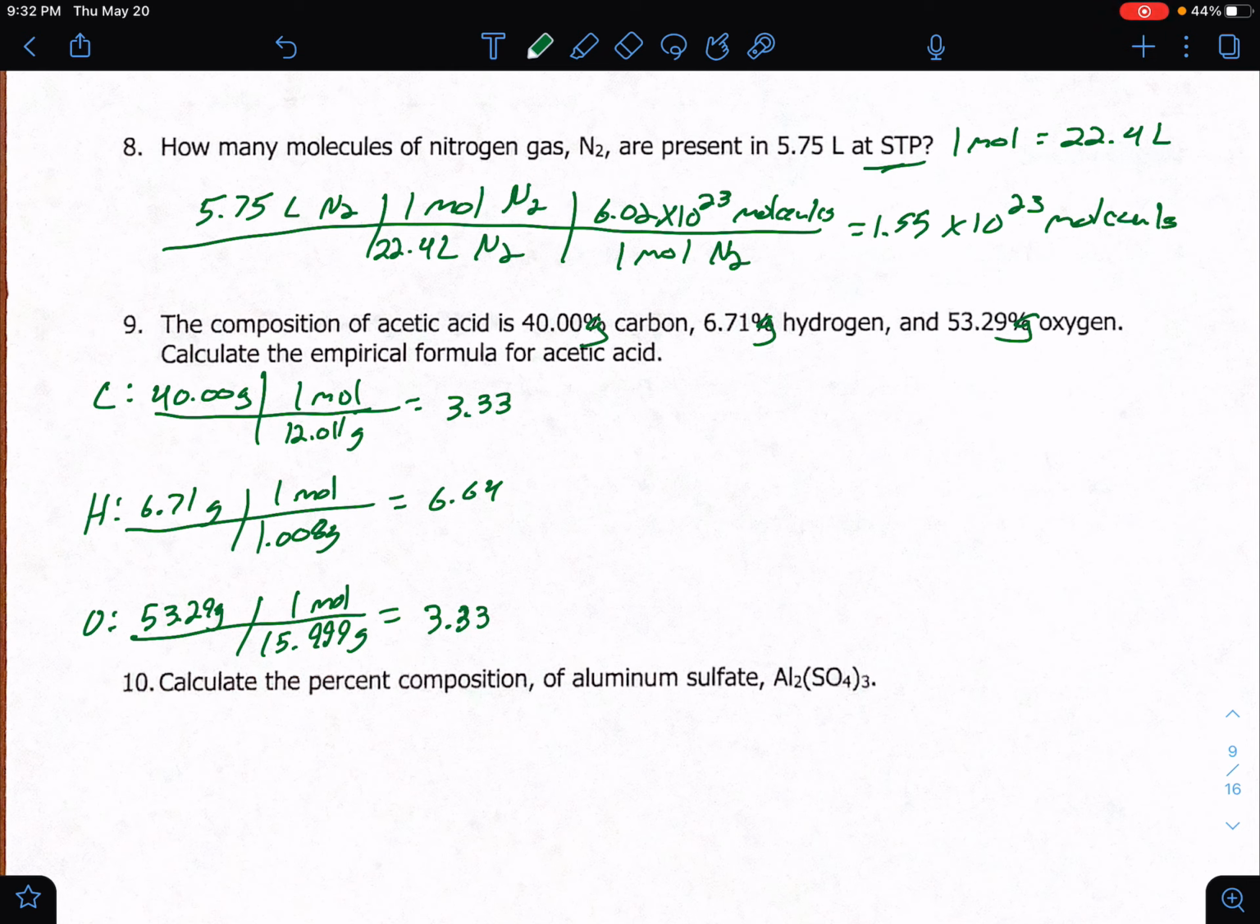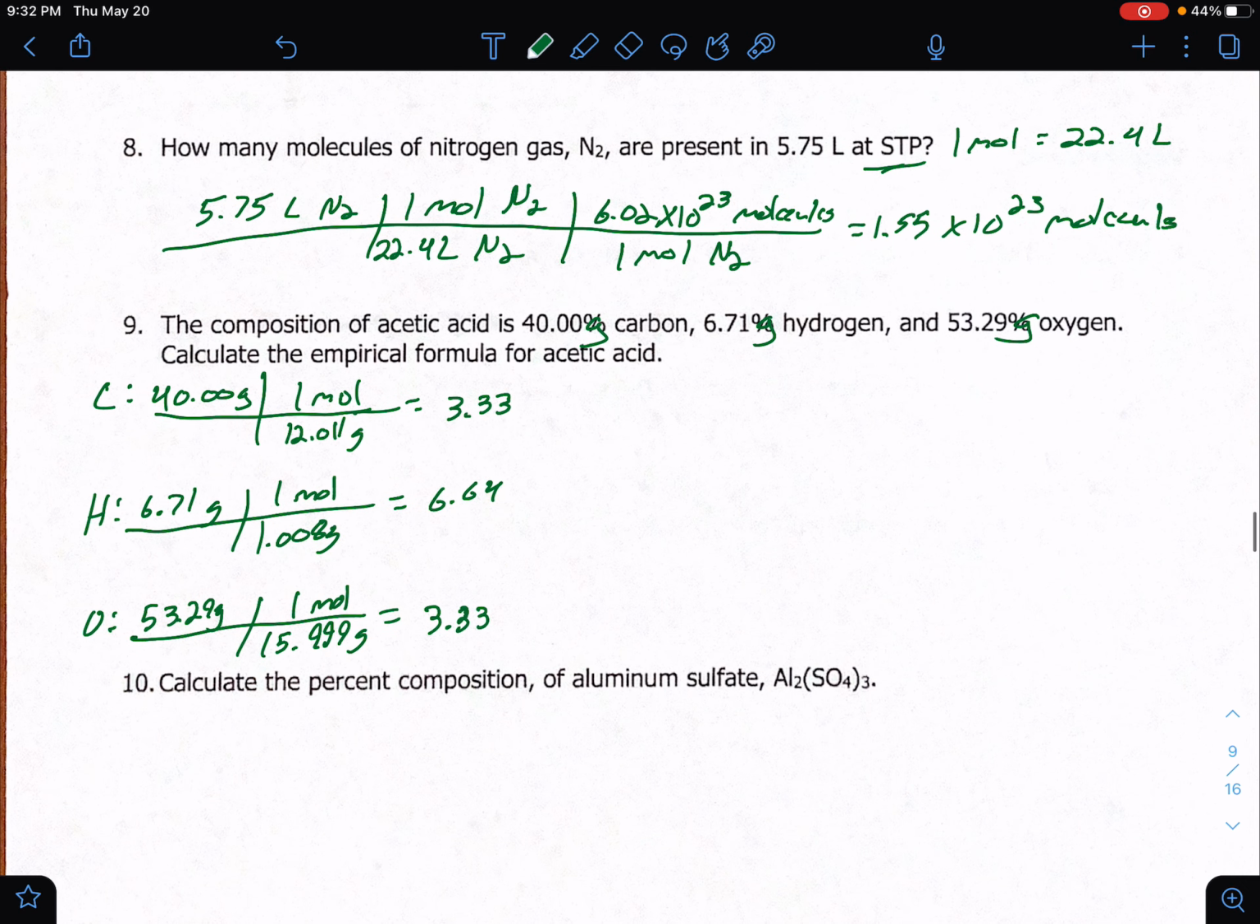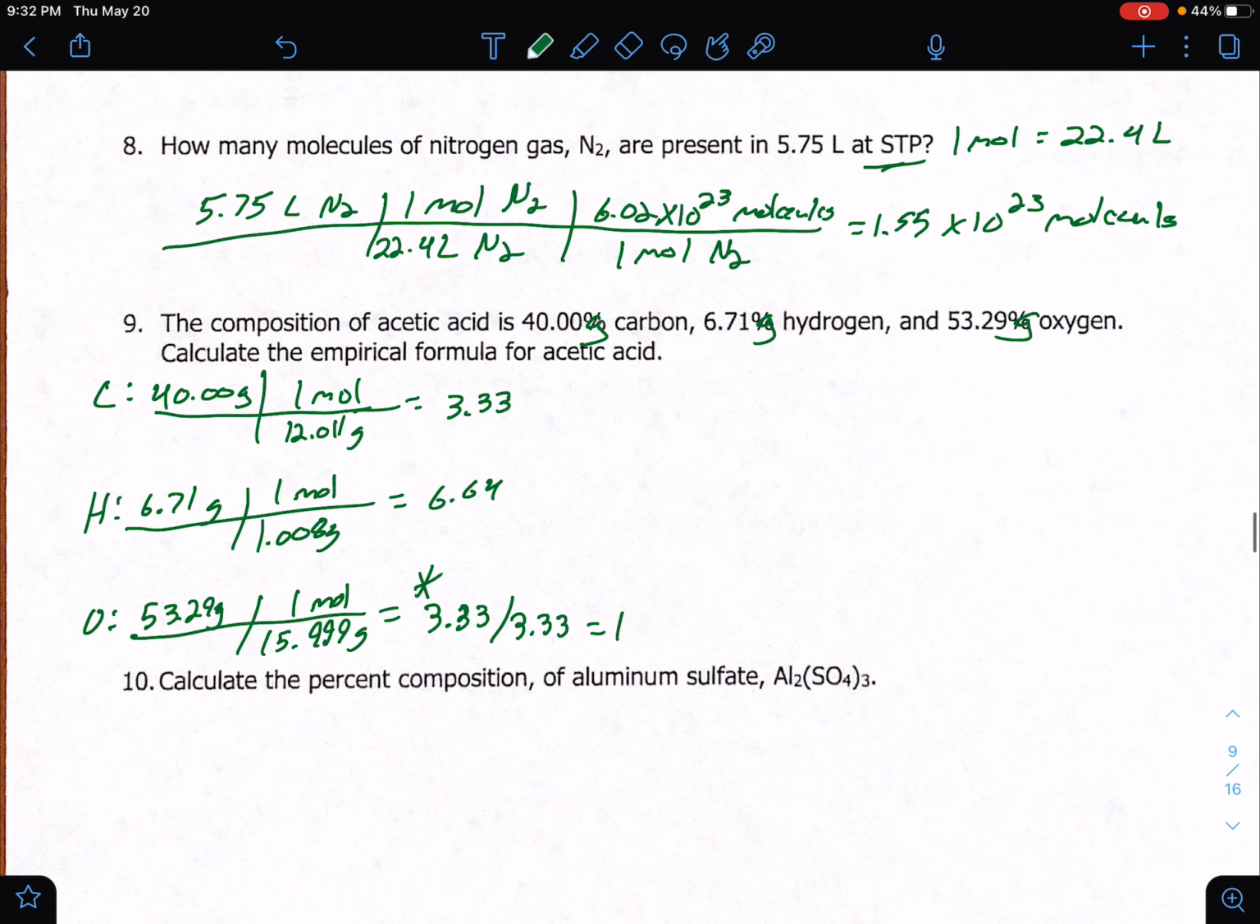Okay, next step is when you see a lot of decimals, this should be a hint that, one, you shouldn't have to round that far, and you're getting a lot of decimals, so you're not done yet. You're going to find the smallest number. So in this case, I've got two that are the same. If there wasn't, you just pick the smallest one. So I'm just going to pick whichever one. And I'm going to divide everything by the smallest number. So divide by 3.33. This comes out to 1.